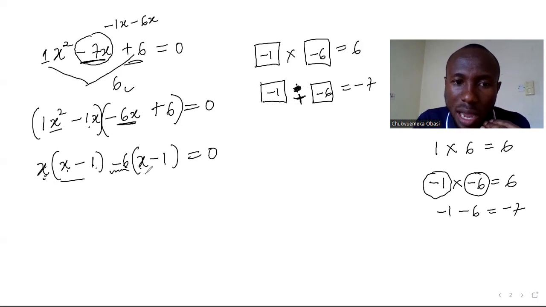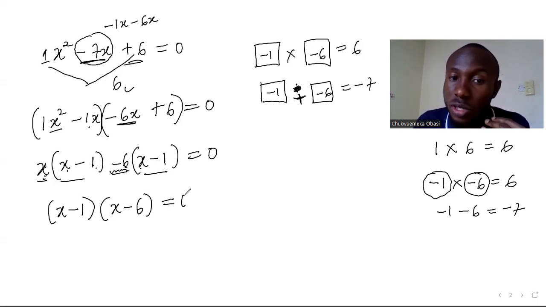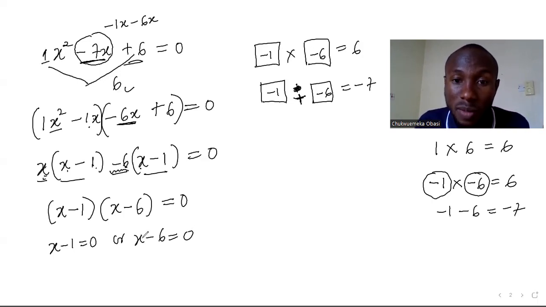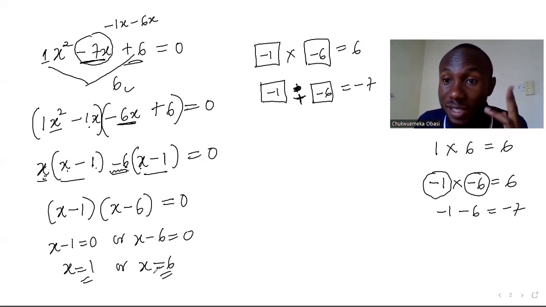Now, these two are common. I'll factor them out again, x minus 1, and these are what will be left. I have x minus 6, right, equal to 0. Now, the product of two factors is equal to 0. It means that either one of them is 0 or both of them are 0. It's either x minus 1 is equal to 0 or x minus 6 is equal to 0. From here, you make x the subject. So x is equal to 1 here, or x is equal to 6 here. So now my answers are 1 and 6.